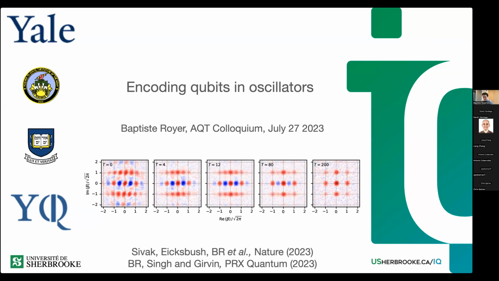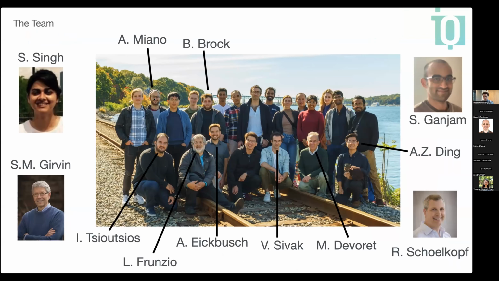So I said I'm a theorist, and these are results obtained at Yale, but I'm going to present a lot of experimental results obtained in the group of Michel. So yeah, to start with, I'll just start with the acknowledgement that the experimental results were not done by me, so mostly the work of Vlad Sivak and Alec Eickbusch in the group of Michel Devoret. So yeah, this could not have happened without them, and also the work of my theory collaborators, Shraddha Singh and of course my supervisor Steve Girvin.